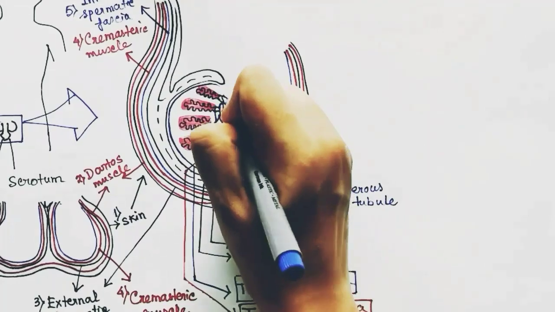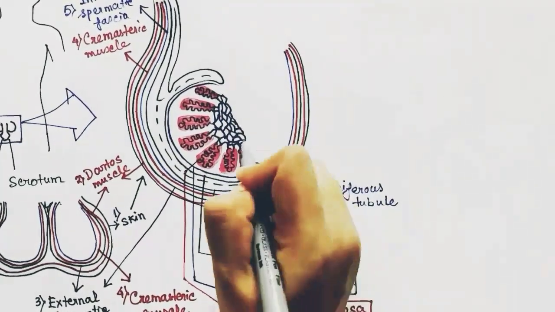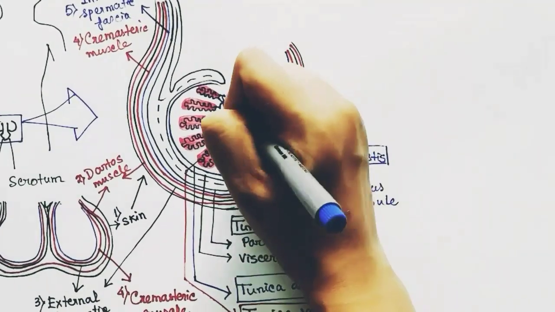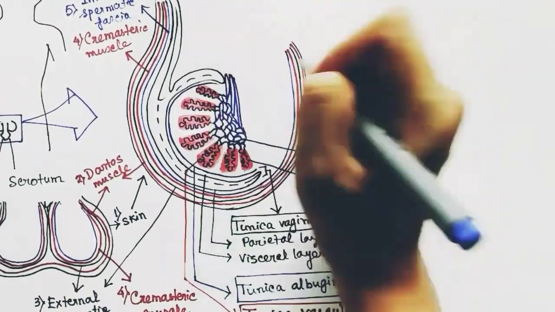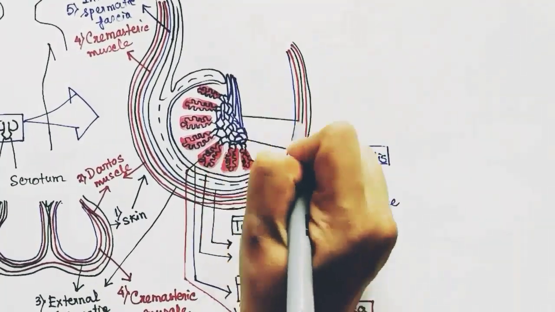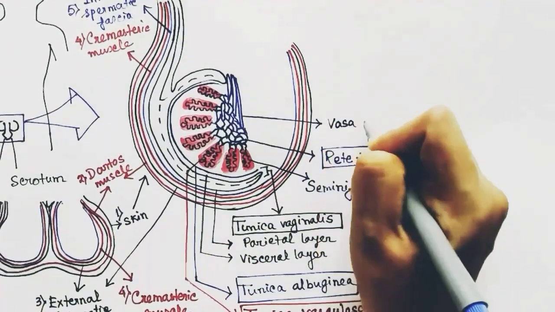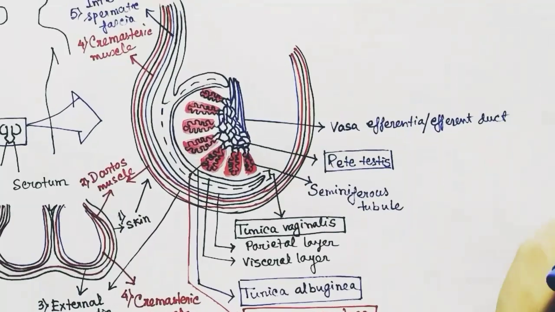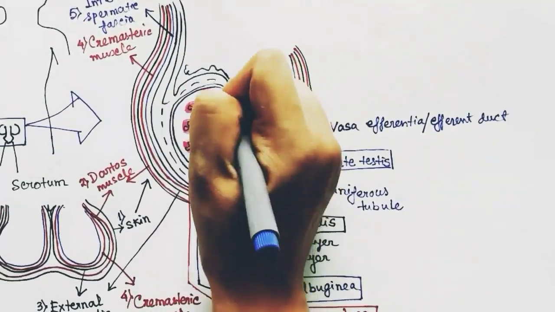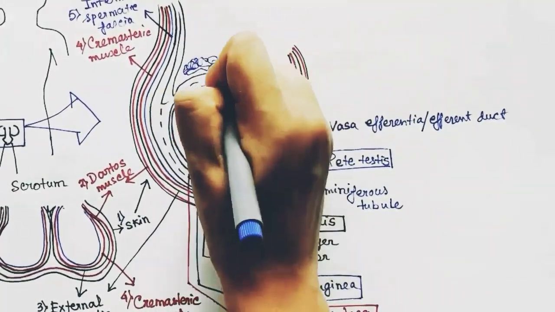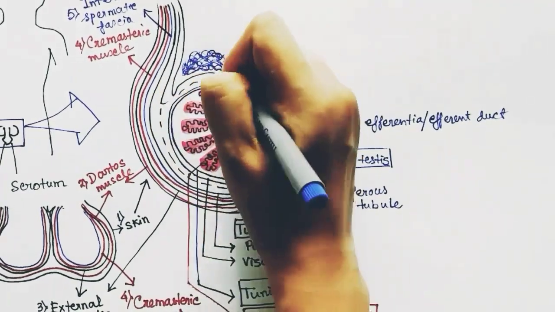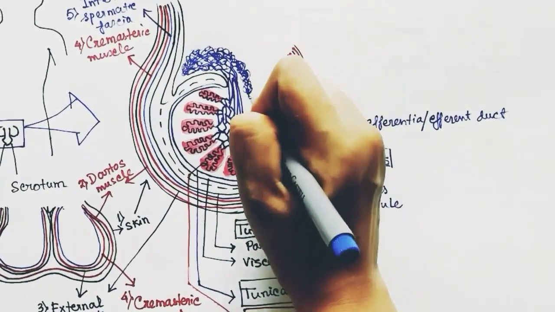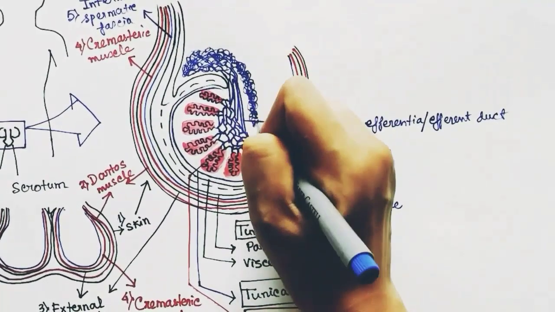These tubules are closed at one end, but on the other side they join to a network called the rete testis. From the rete testis, fine ciliated ductules arise, and these are called vasa efferentia or efferent ducts. These ducts join with one highly coiled duct. This highly coiled duct is called the epididymis.